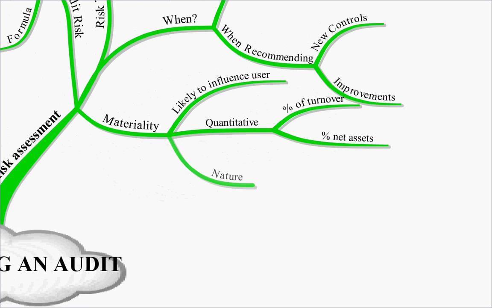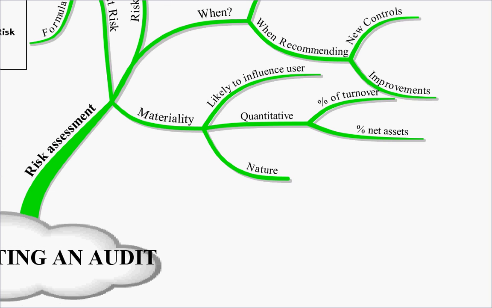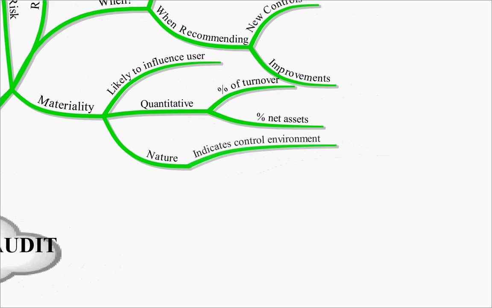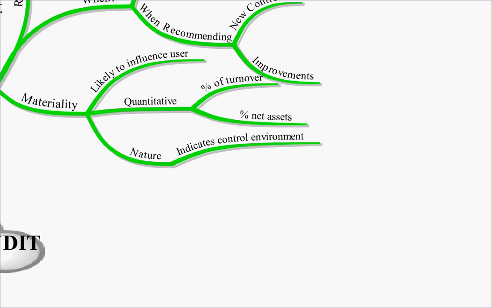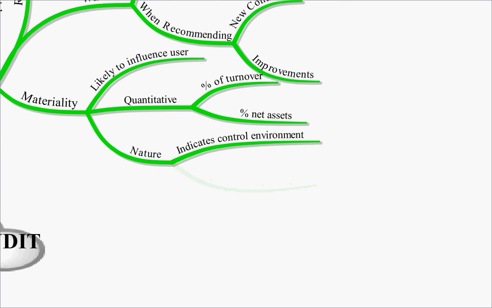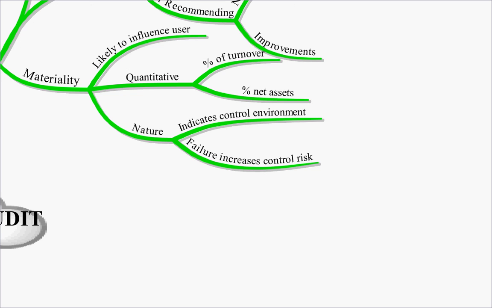But remember that materiality is not just quantitative, it can be determined by the nature of the balance, because it'll give us an indication of the control environment that exists. So a failure in some sort of control, such as petty cash, may indicate that the control environment isn't as strong as you would like and increase your control risk, which in turn then will increase your audit risk.